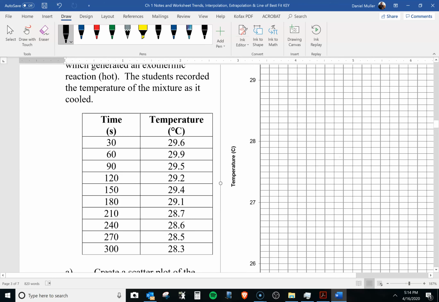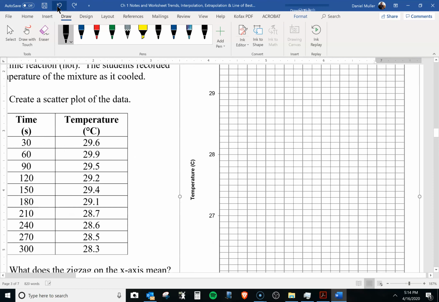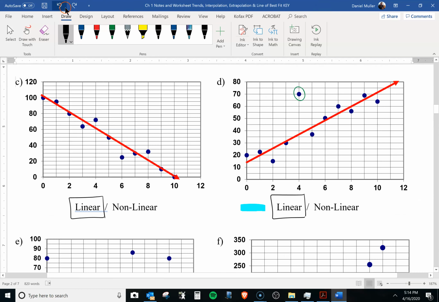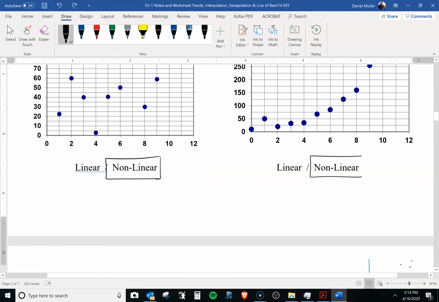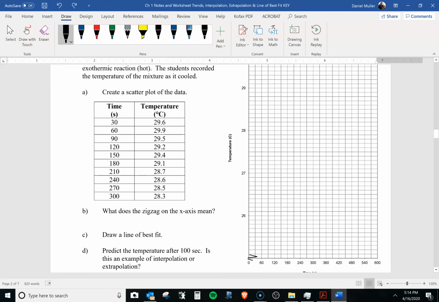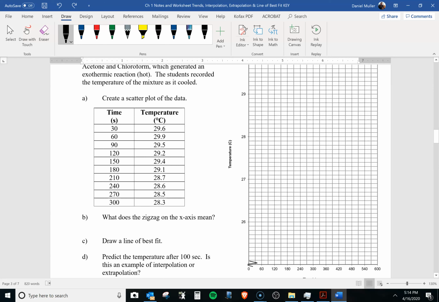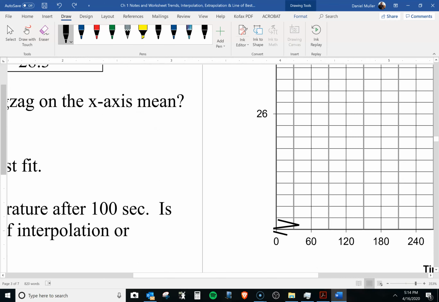So I need to take a look. 30 seconds, and I need to do 29.6. I'm trying to zoom out here. It's actually extremely difficult to do this on the tablet. So every single one of these looks like 30 seconds. So the very first one must have been a 30, because the next one's a 60, then this is a 90. So you can keep up with the pattern if you want, but I'll just stop there.